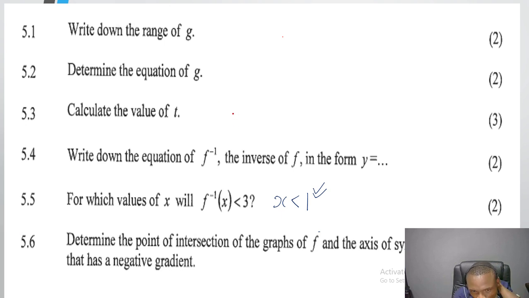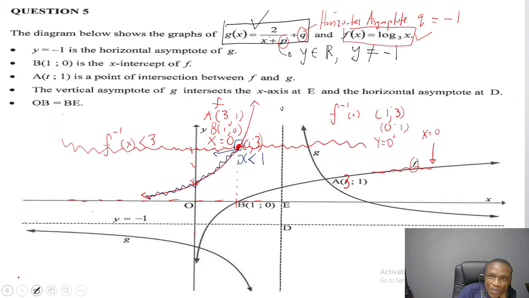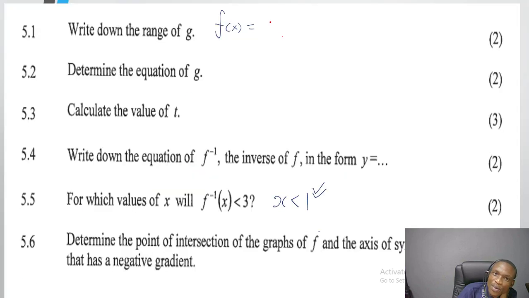Determine the point of intersection of the graph of f. So do we know the equation of f? What is the equation of f? The equation of f is log x base 3. That is the equation of f. Log x base 3, which you can right away write in terms of x equals 3 to the exponent 1. To make it easier, write it in the exponential format: x equals 3 to the exponent 1.